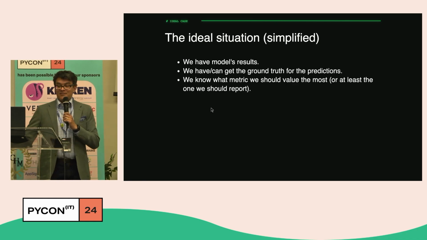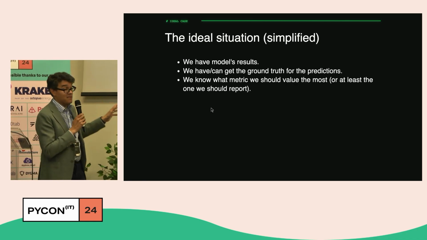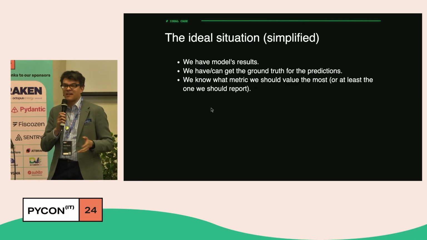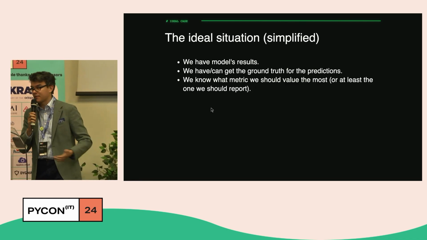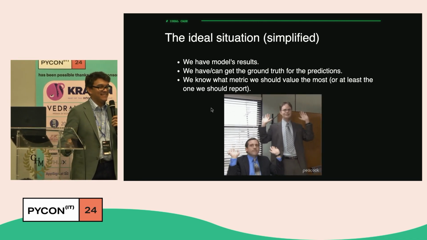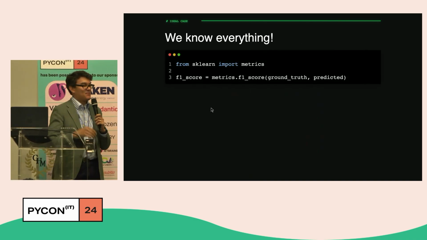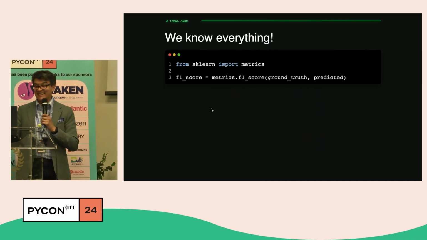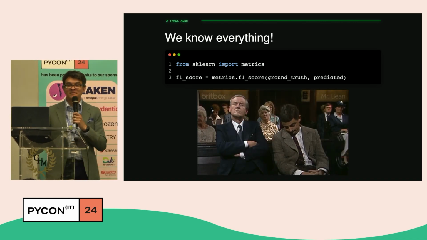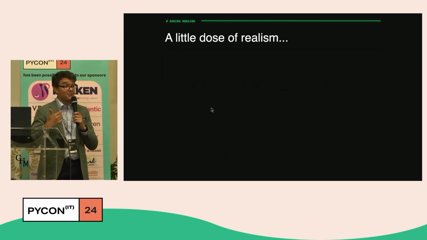So, as I mentioned, the situation is we have our model result, we know the labels for those results, and we know what metric we're interested in, or at least the one that the business wants to hear about, or your CEO or your CTO or whoever. Well, great, that's fantastic. That's the ideal situation. You can just import your metric, calculate it, and that's it, right? That's boring, also unrealistic. So let's try to add a bit of realism to this situation.